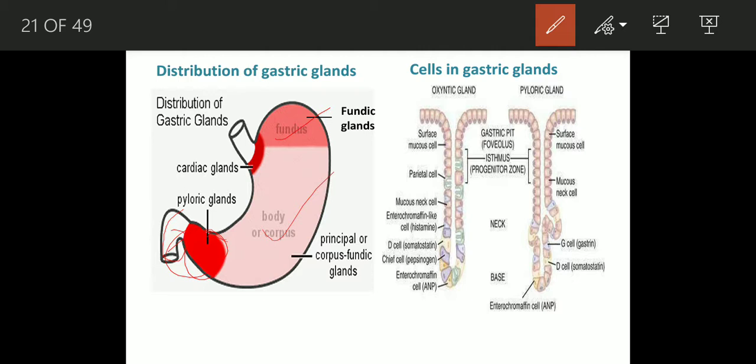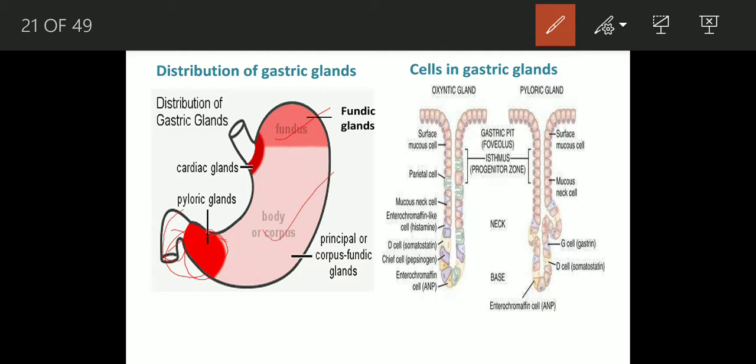If you see the pyloric gland, it is not having any parietal cells, or any chief cells. It is mainly composed of enteroendocrine cells as well as mucus cells. So it is mainly responsible for the production of mucus, and you can have two types of enteroendocrine cells, that is the G cells which are responsible for the secretion of gastrin, and D cells which are responsible for the secretion of somatostatin. So these are various cells present in the pyloric gland.